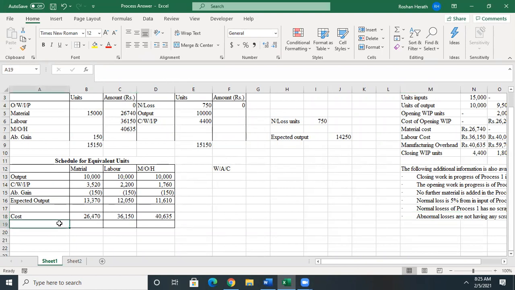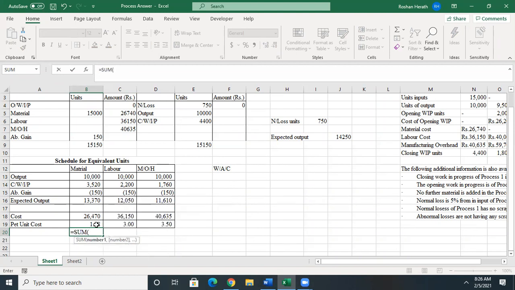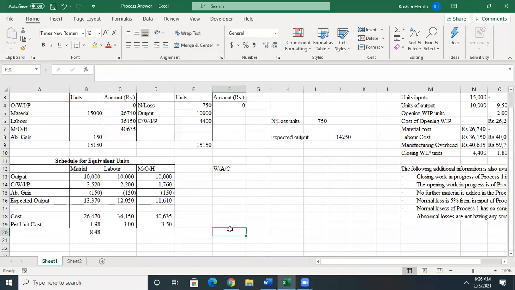Right. So we can work out the per unit cost. Per unit cost, in the sense the material cost per unit, labor cost per unit, likewise. It's 2. So it's quite straightforward, right? Here it comes 1.983 and 3.5. And if you want to get the total cost per unit, it's going to be this much, say 0.48.